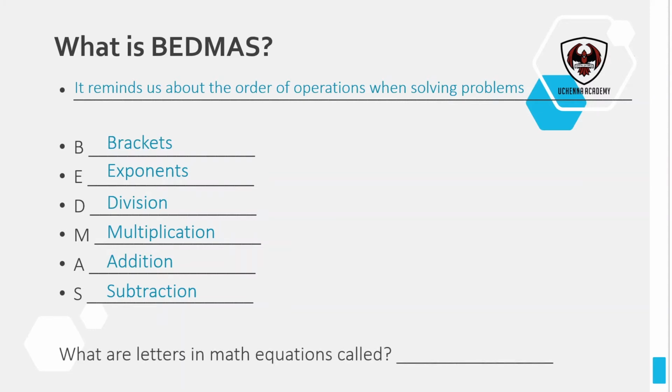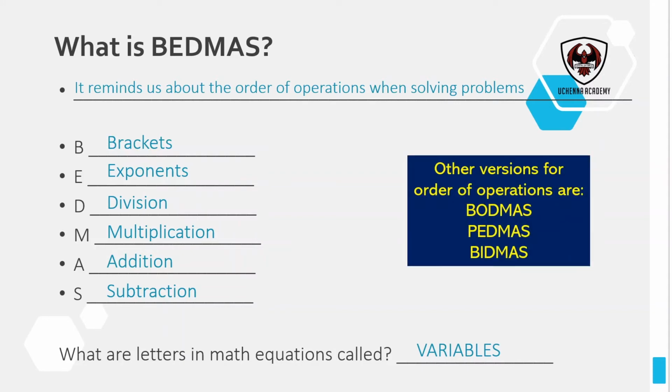Also, we're going to use some letters in today's lesson. Letters in math are called variables. So in the previous example, I used letter X. That would have been a variable. Okay, well, other versions of BEDMAS also exist, and I will ask you to look it up online and try and figure out what the O in BODMAS stands for, what does P in PEDMAS stand for, and what does I in BIDMAS stand for. And you hopefully will get to learn other words or other names for exponents and brackets, because that's essentially what that is.